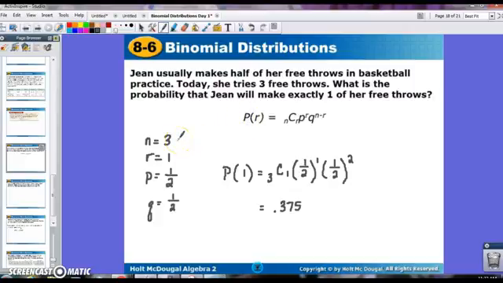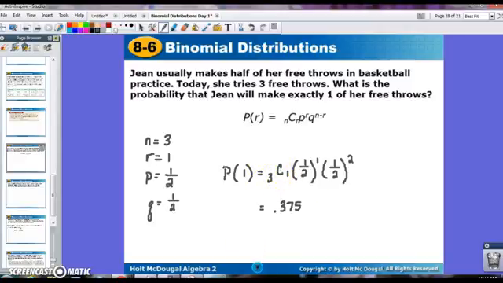Right? N is the number of trials. In this case, it was 3 because she tried 3 free throws. R is the number of successes. And that's where it says what is the probability that she will make exactly one of her free throws. So R is 1. P is the probability of success. So the probability of her making it is 1/2. Q is the probability of failure. The probability of her not making the free throw is also 1/2. And so we're just plugging in to this formula.